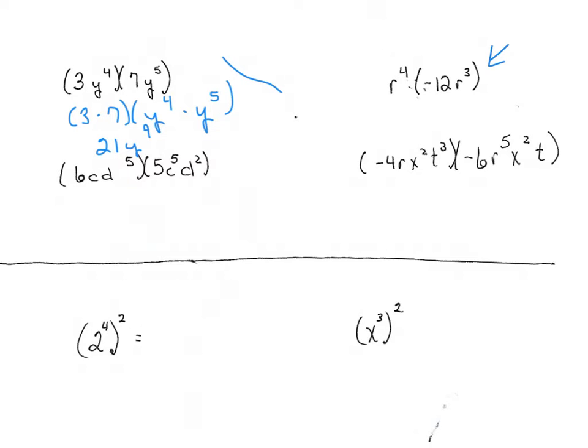We don't have a constant in front of the r, so a 1 is understood, but we would have 1 times negative 12, which is just negative 12, and then we have r to the 4th times r to the 3rd, and that's a 4, which is negative 12 r to the 7th.